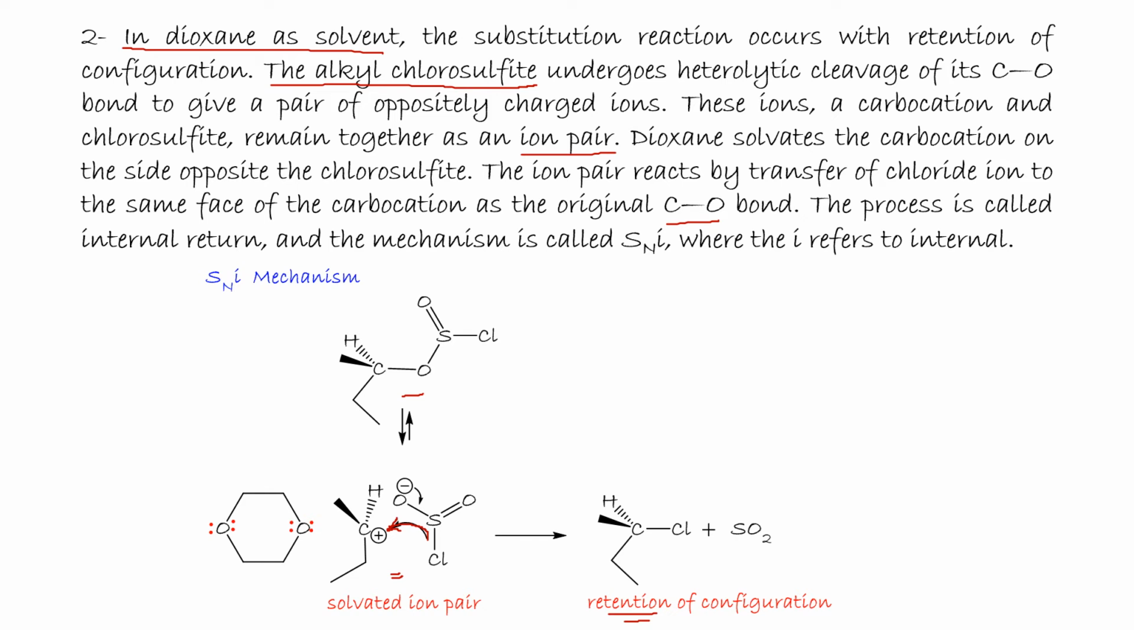This process is called internal return, and the mechanism is called the SNi mechanism. I refers to internal. So the alkyl chlorosulfite dissociates to an ion pair. Dioxane blocks the backside of the carbocation, leading to the attack of the chloride from the same side, and alkyl halide with retention of configuration.